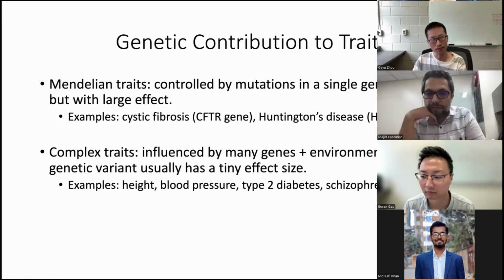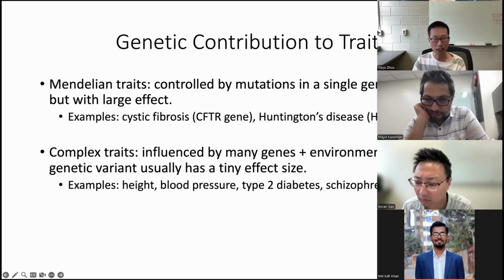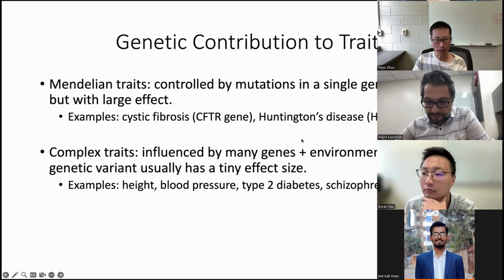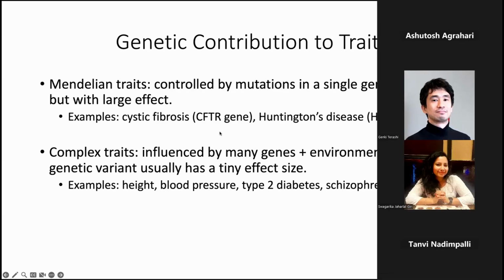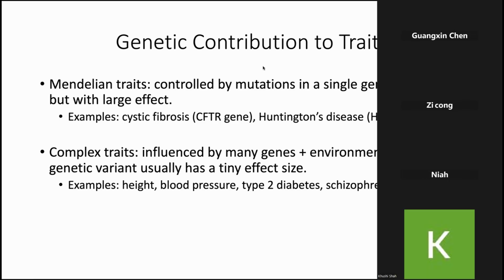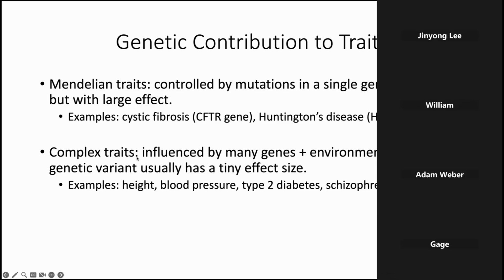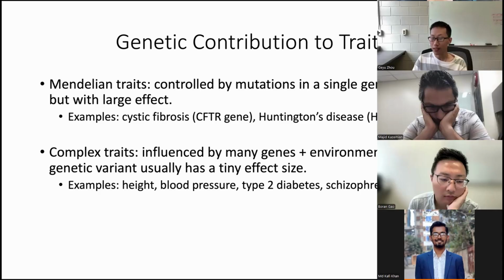And more traits are complex, which means they do not follow a simple Mendelian inheritance pattern. These traits are often influenced by many genes, with interactions and effects from the environment. For these complex traits, typically each genetic variant only has a tiny effect size compared with the Mendelian traits. Some examples of complex traits are high blood pressure, lipid level, type 2 diabetes, and schizophrenia.